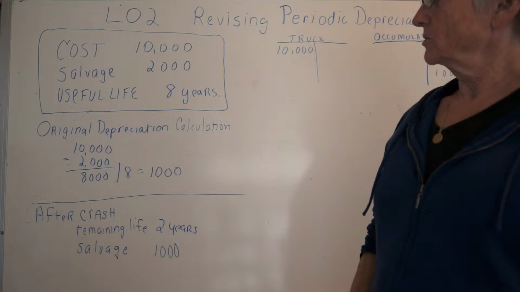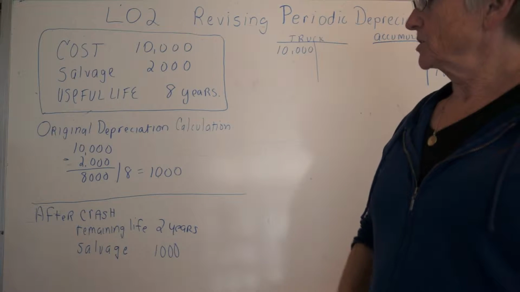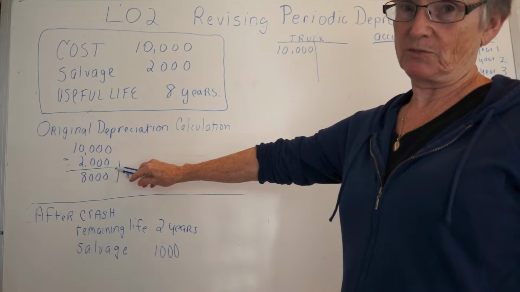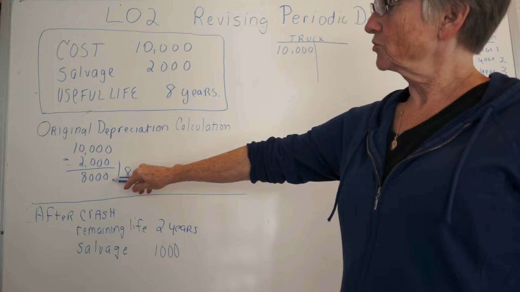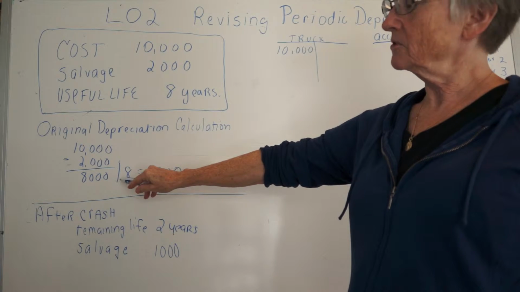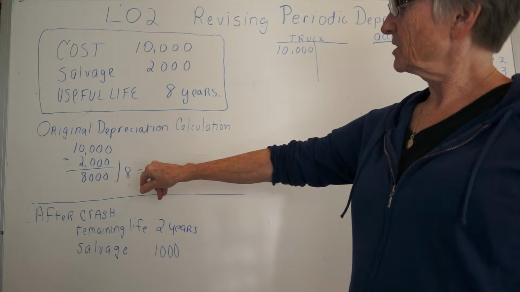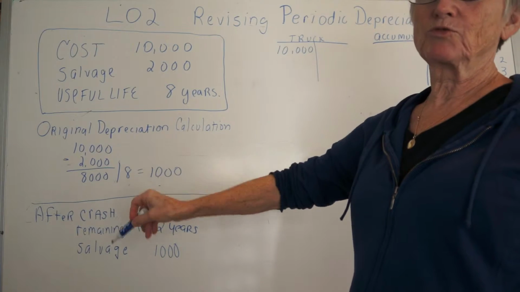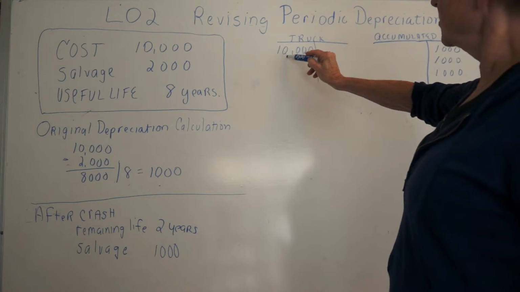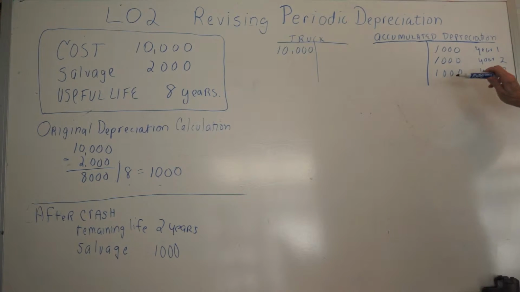So originally we would have calculated the depreciation with the cost of the truck less the estimated salvage. Depreciable base is $8,000 divided by the 8 years useful life, another estimate, would give us $1,000 depreciation expense each year. So we have the truck on the books for 10. We have our accumulated depreciation. The first year was $1,000. The second year, same thing. The third year, same thing.